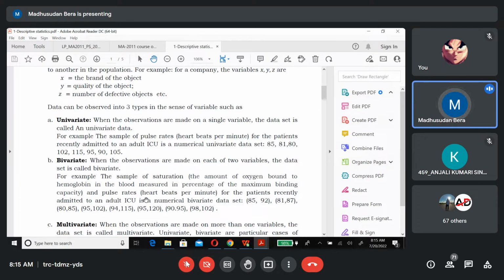So for univariate data, there will be only one variable. Here an example is given. The sample of pulse rate, heartbeats per minute, for the patients recently admitted to an ICU is numerical univariate data. Suppose the pulse values are 85, 81, 80, that way it is given. That is univariate data. So is the univariate data definition okay?